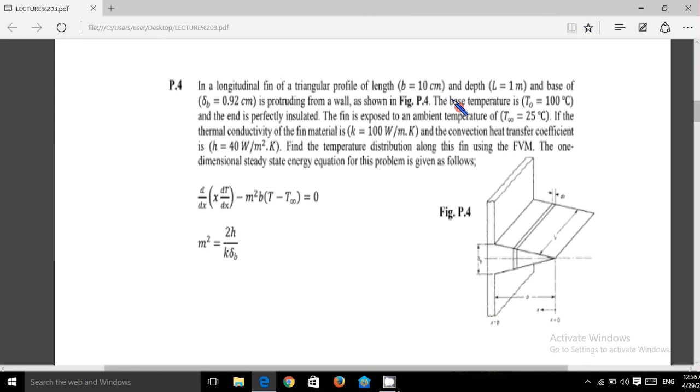The base temperature is equal to 100 and the end is perfectly insulated, as I told you in the previous video what it means to be perfectly insulated. The fin is exposed to an ambient temperature of 25. The thermal conductivity of the fin material is equal to 100 and the convection heat transfer coefficient is 40. Find the temperature distribution along this fin using the finite volume method, the one-dimensional steady-state energy equation.